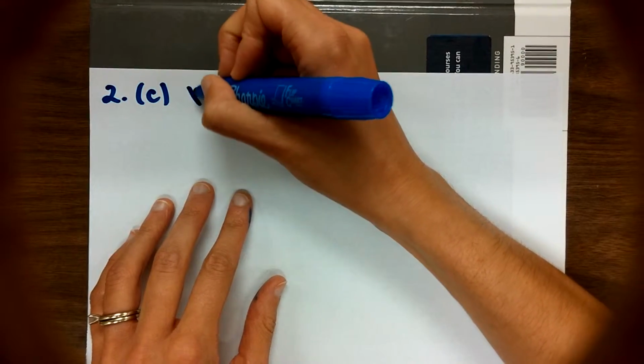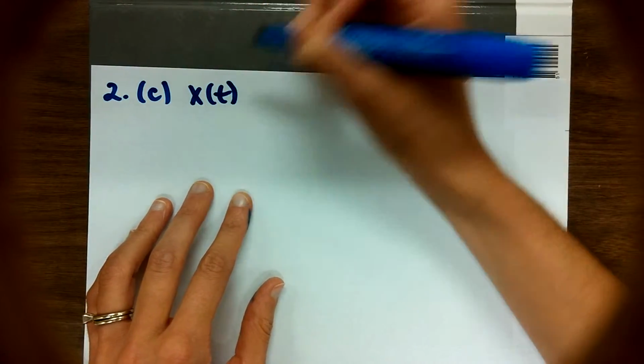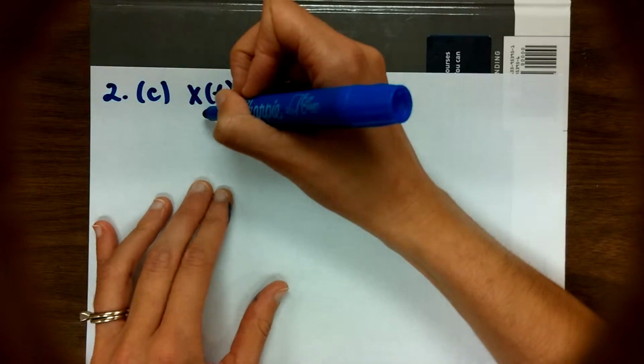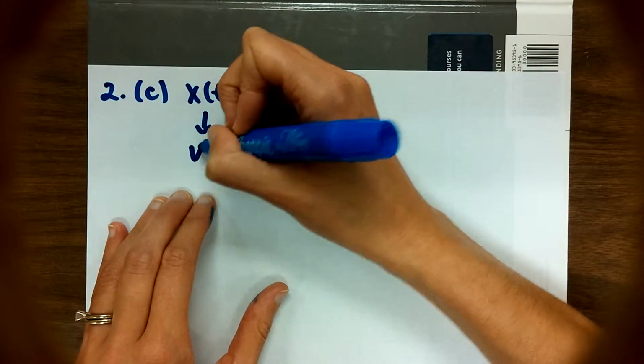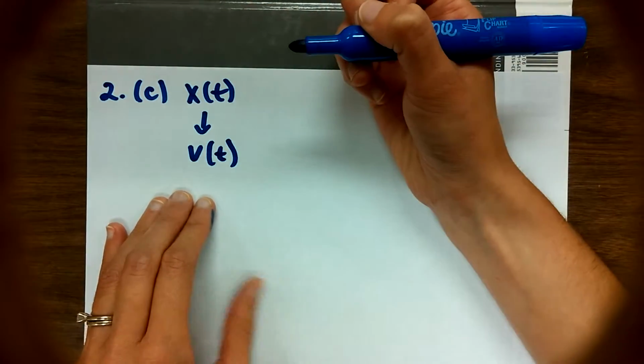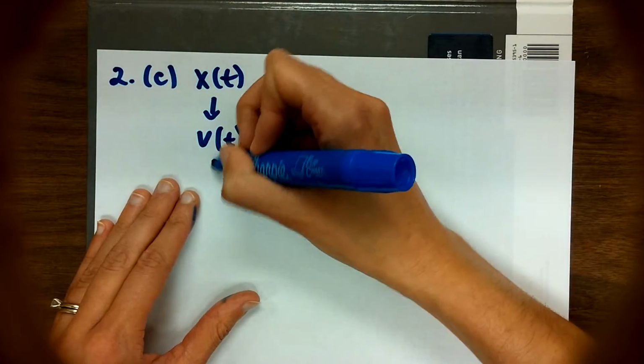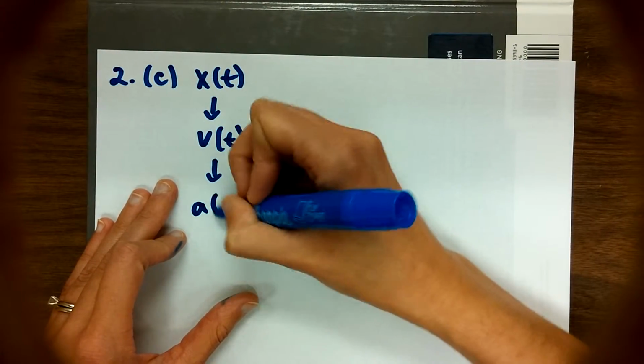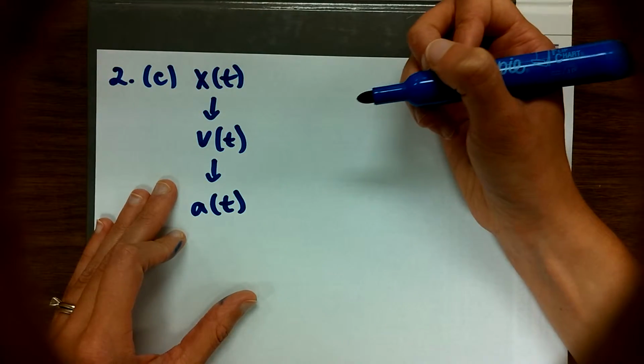So the problem gives us a position function, position with respect to time. If we take the derivative of that, we can get the velocity function. And then if we take the derivative of the velocity function, we can get the acceleration function.